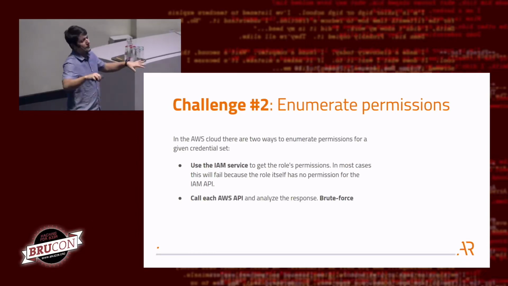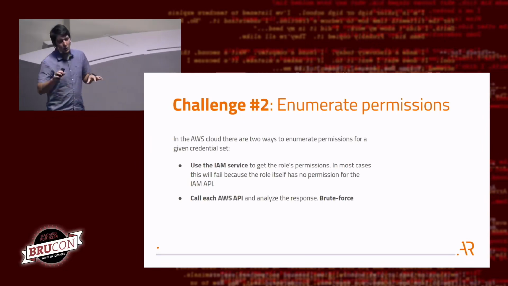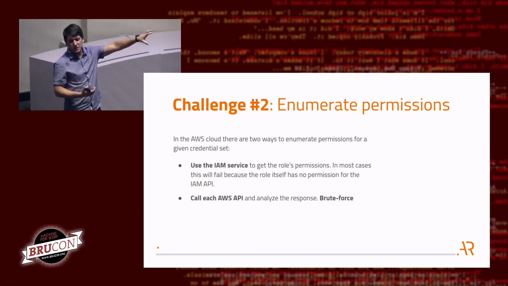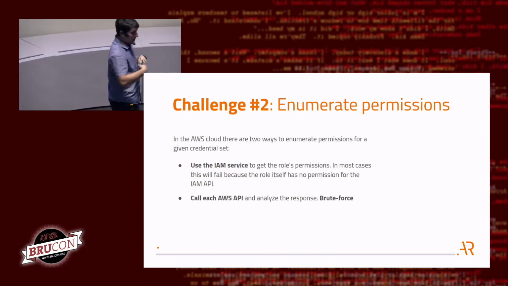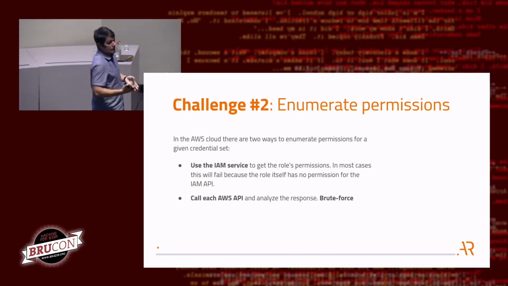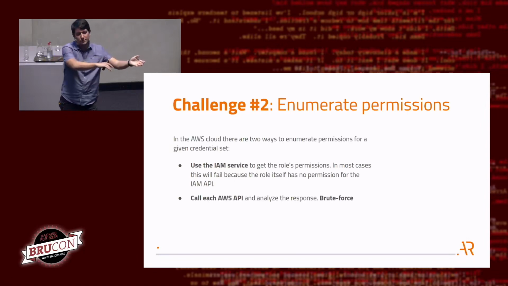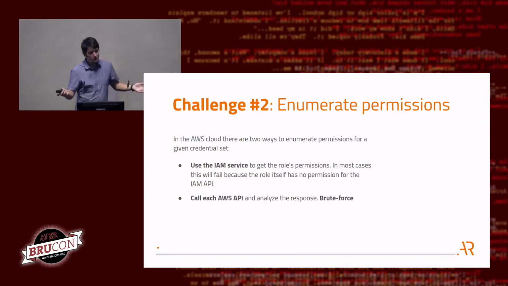There are 2 ways to do permission enumeration in AWS. One way is with the credentials that you have, you call the IAM service and query your permissions. That's only possible if the credentials that you have have permissions to query the IAM service. In most cases, in this research, that doesn't work. So I had to do something else.